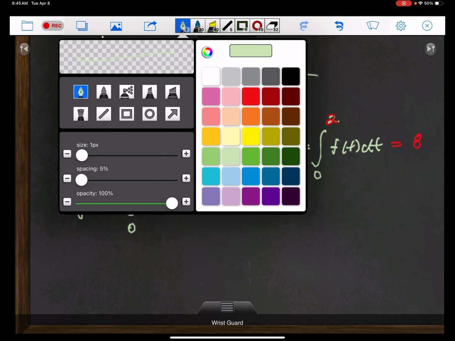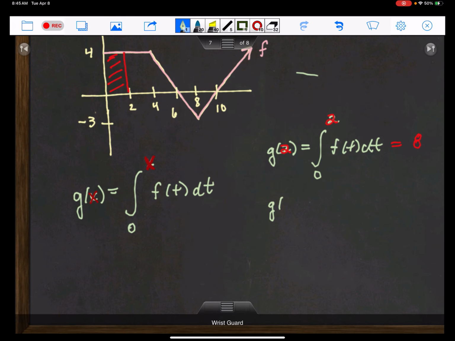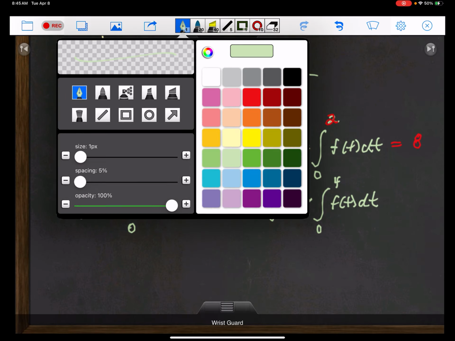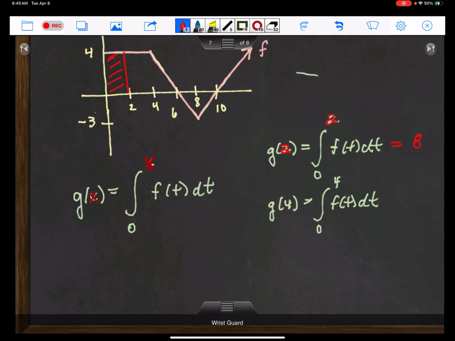If I did g of 4, that's the integral from 0 up to 4 of f of t dt. So it's going to pick up a little bit more. It's going to go all the way to 4 here, and all of this. So all of that is g of 4. So this is our accumulation. So this is what, 16. And so forth.